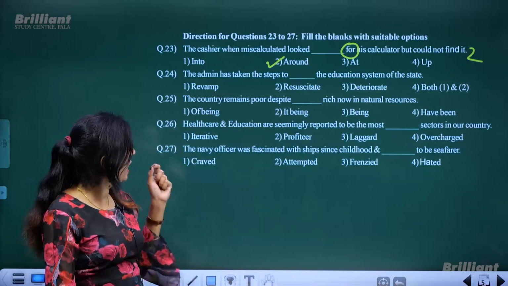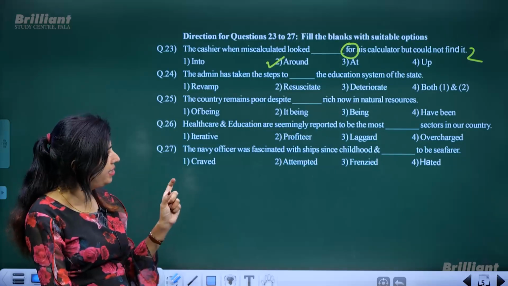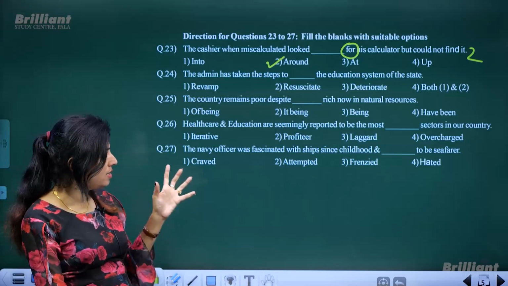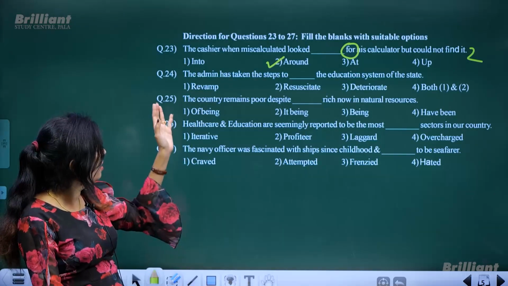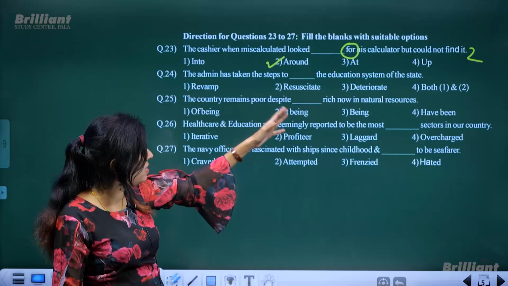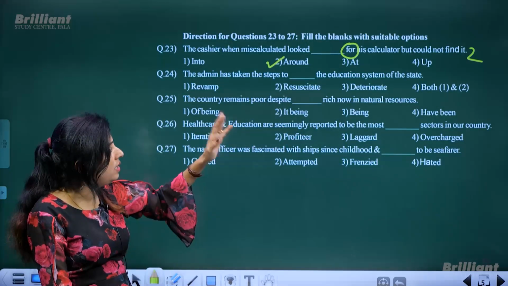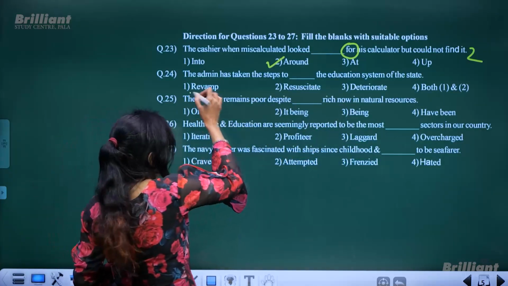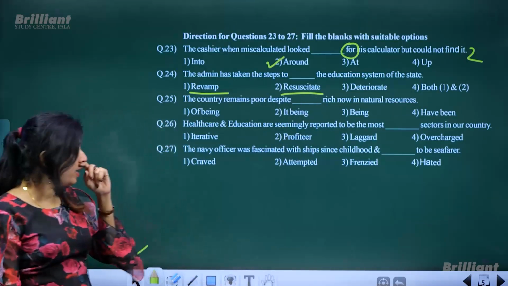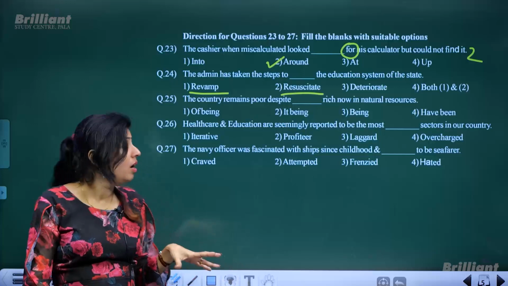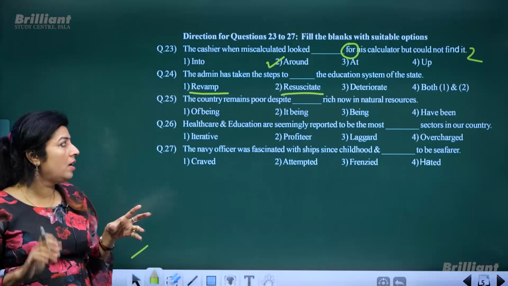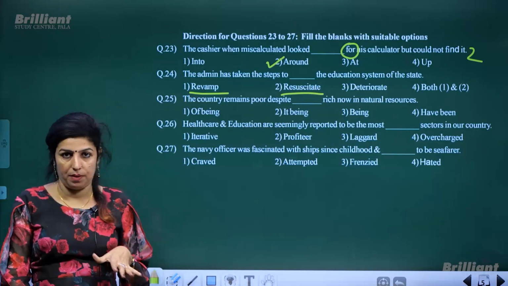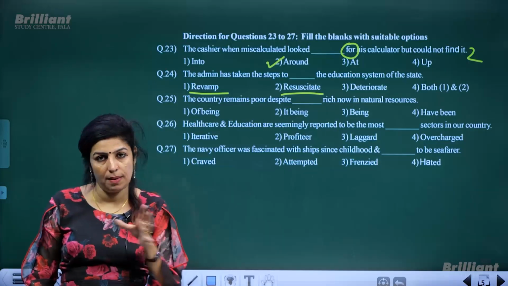Next is: the admin has taken steps to dash the education system of the state. And what are the options or words given? Not prepositions but words. Revamp is given, resuscitate is given, deteriorate is given, or both 1 and 2. Both 1 and 2 means revamp and resuscitate. You should know the meaning, without which you will not get the answer. What is revamp? Revamp means you modify something or you make something new.